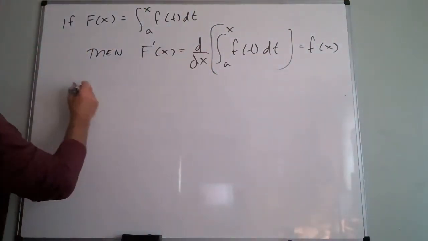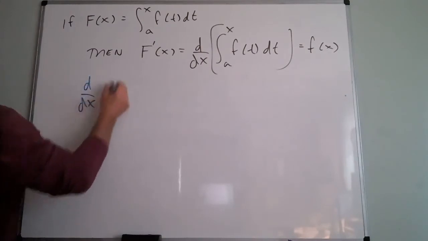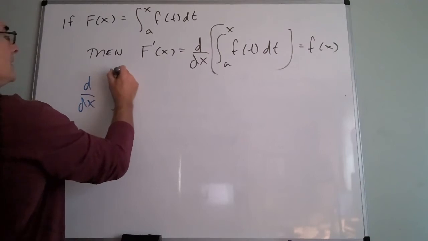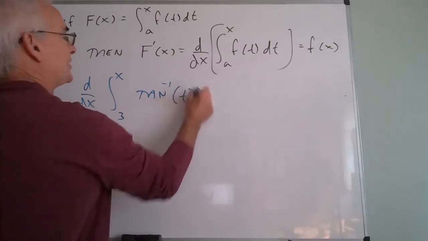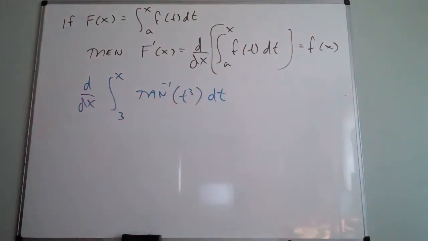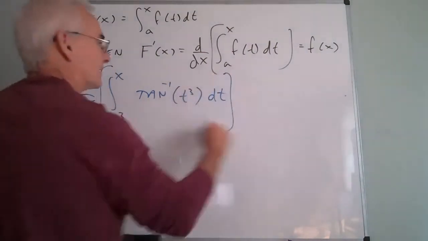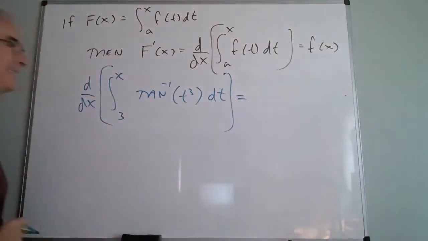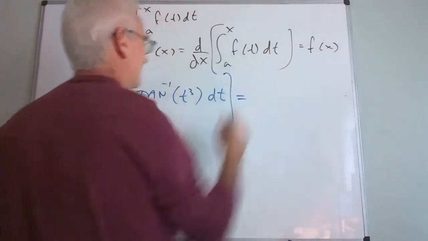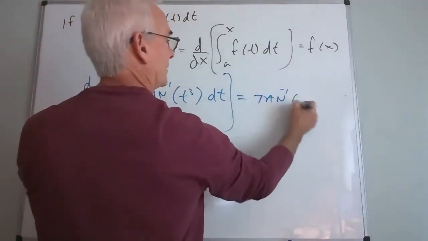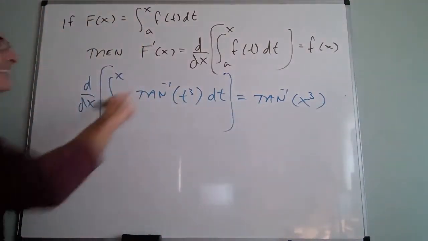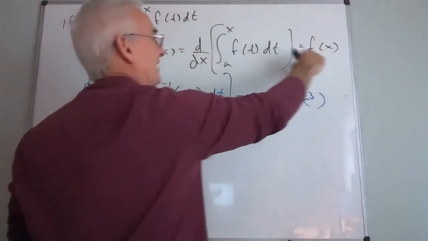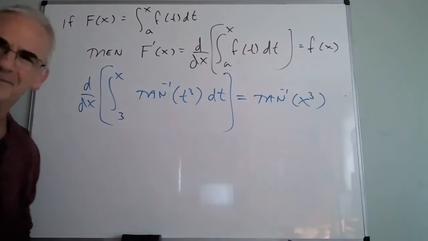So let's do an example. I would like you to find the derivative with respect to x of the integral from 3 to x of the inverse tangent of t cubed. Okay, that's pretty horrific. That's absolutely terrifying. Anybody want to tell me the answer? It would be inverse tangent of x cubed. That's pretty easy. If it's a to x of f of t dt, then the answer is f of x. Oh, that was actually really simple.